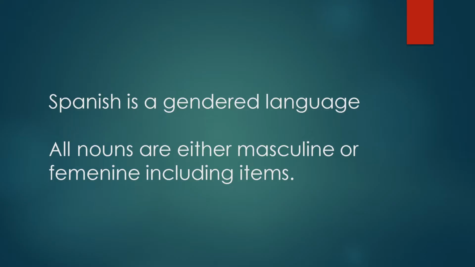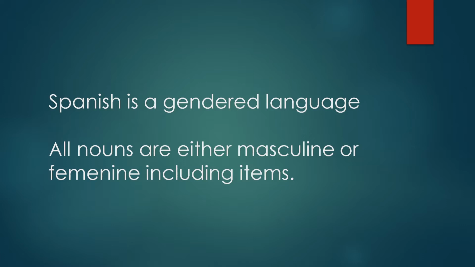The very first thing that you need to know about Spanish is that Spanish is what we call a gendered language, similar to Italian or French. That means that all nouns are either going to be masculine or feminine, and that even includes items. For instance, if we were to speak about a house, a table or a car, they would have genders in Spanish.